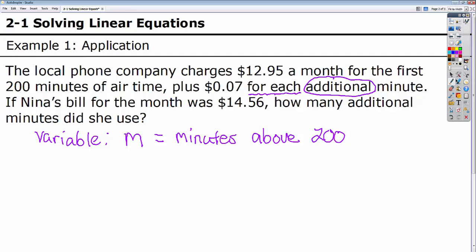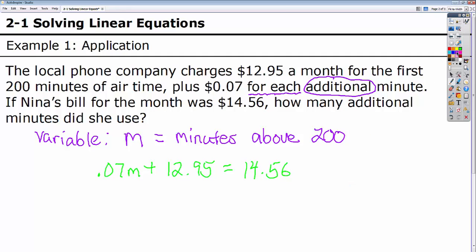So each one that you go over your 200, you're charged an extra 7 cents. Alright, so let's write out an equation that uses this. Anytime you see for each, the number in front of that is going to be multiplied by your variable. So we're going to say 0.07 times m. You can just write it next to it. That's understood to be multiplication. Okay, plus the $12.95 flat rate she has to pay, equals her total bill, $14.56.